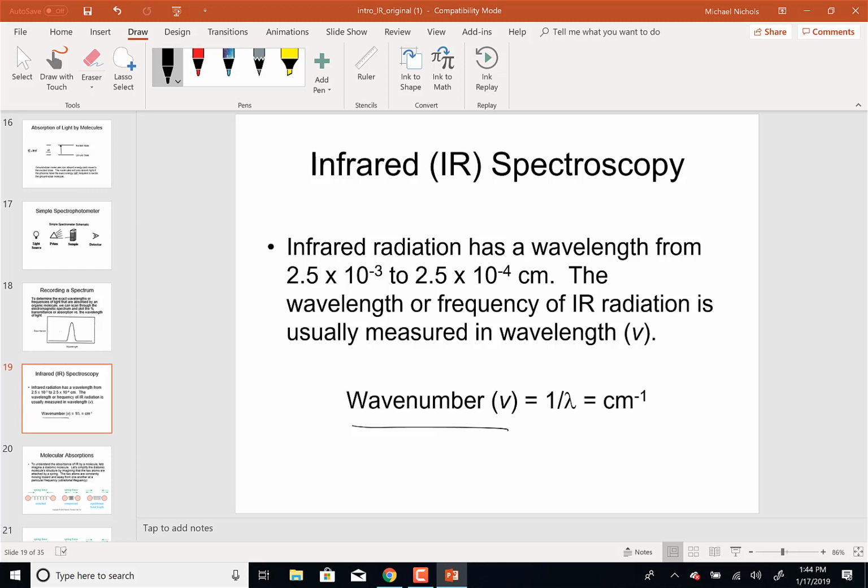So it's bad enough we're not using nanometers and we're not using centimeters, but we're using 1 over centimeters to make our plots. But what's important is that the scale will be the same for all the molecules. So that's where infrared radiation is.